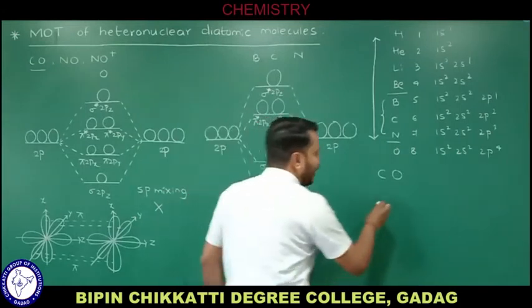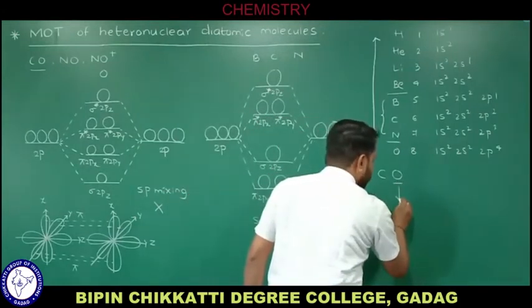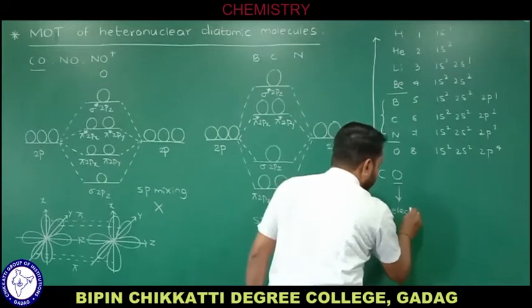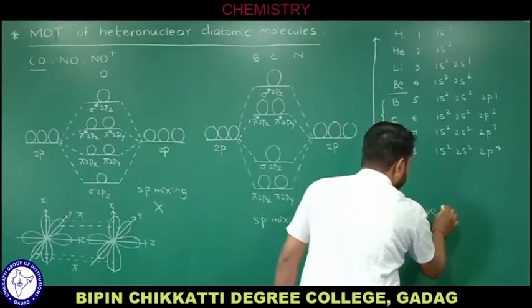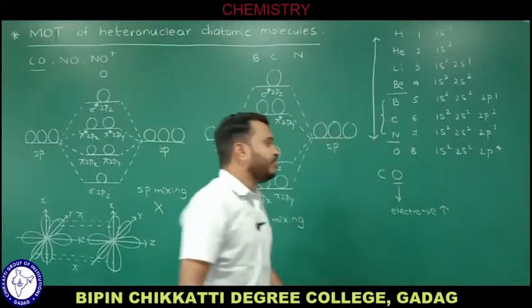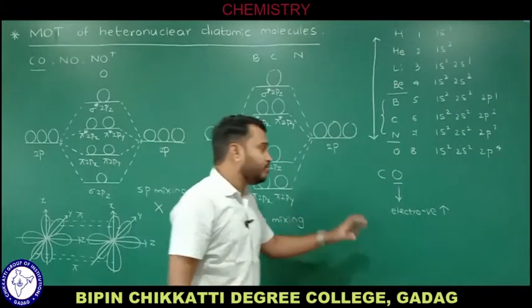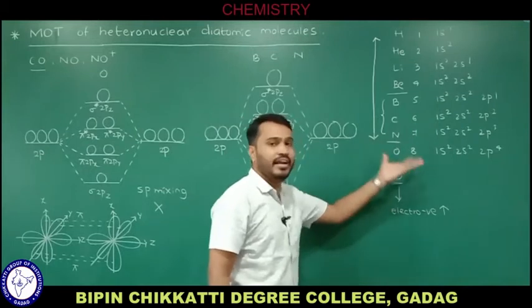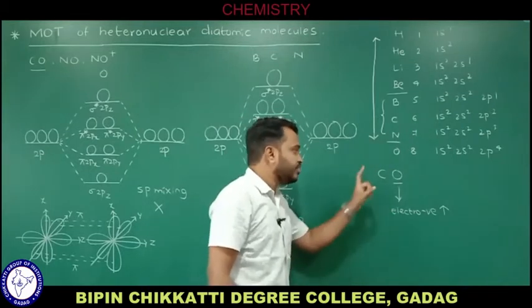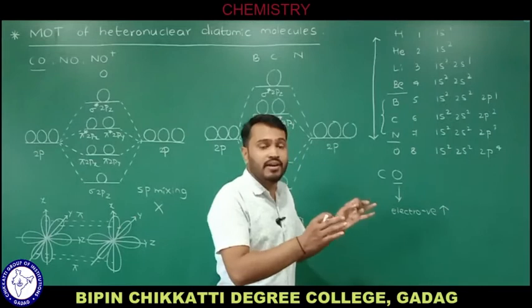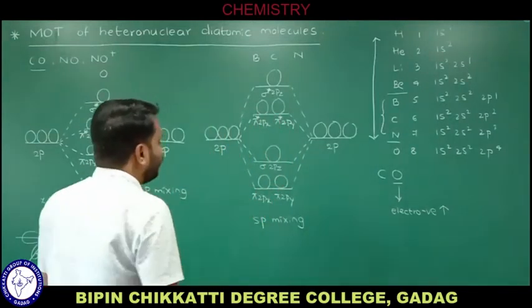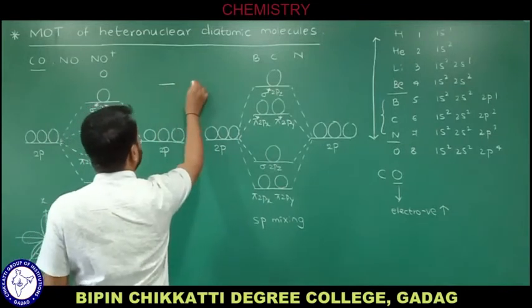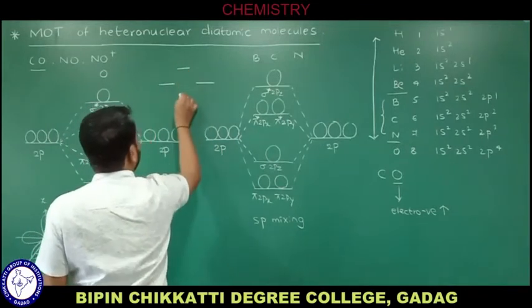The electronegativity property of oxygen will be greater when compared to the electronegativity of carbon. So the electronegativity nature of oxygen will be greater when compared to that of carbon. Therefore the energy level diagram will not be the same. So in general, if you consider 1s, let me explain that.